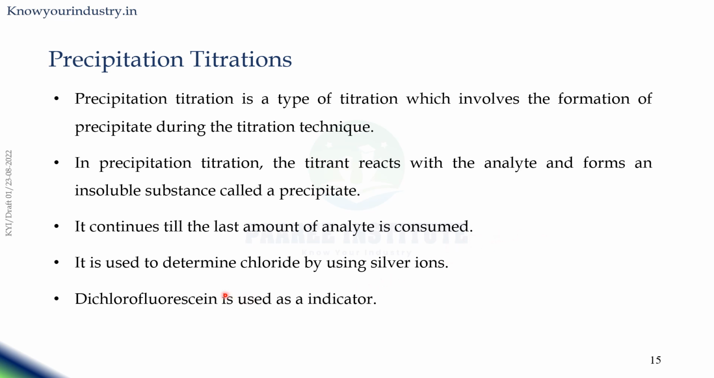For example, we have seen this example already in the case of determining the chloride content in water by using silver nitrate solution. When the silver nitrate solution is added to the water, it forms a silver chloride precipitate with the silver ions. In this kind of titration, one of the classical indicators used is dichlorofluorescein.